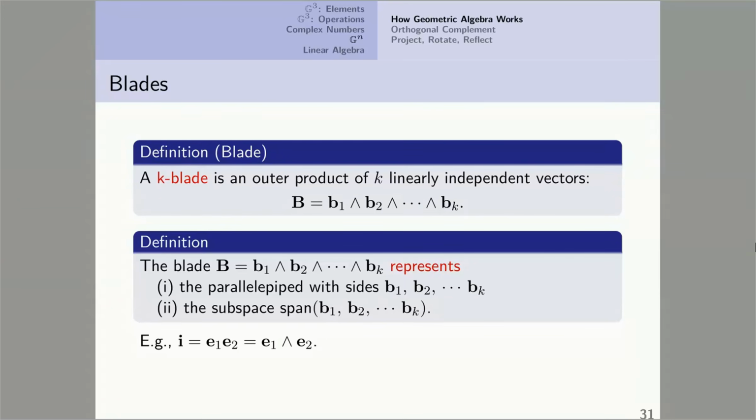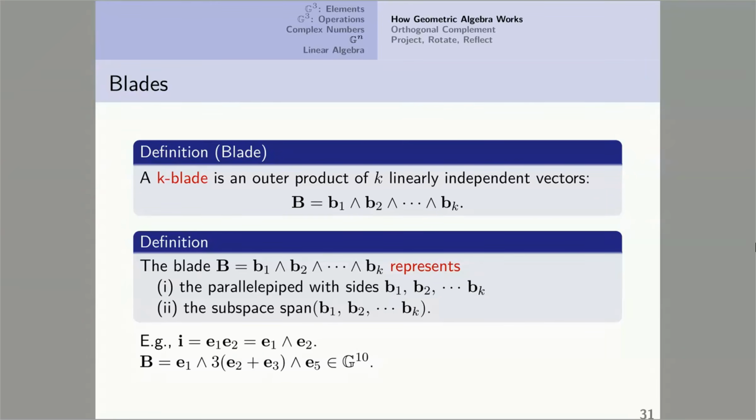The pseudoscalar I represents the parallelepiped with sides e1 and e2. That's simply the square with sides e1 and e2. It also represents the subspace spanned by e1 and e2. We've already spoken of the plane I.